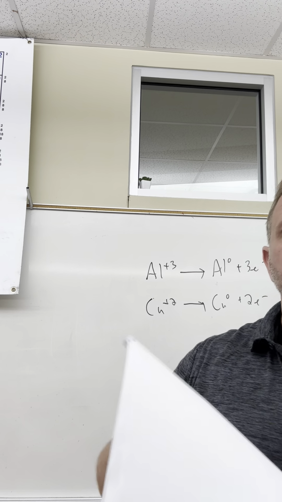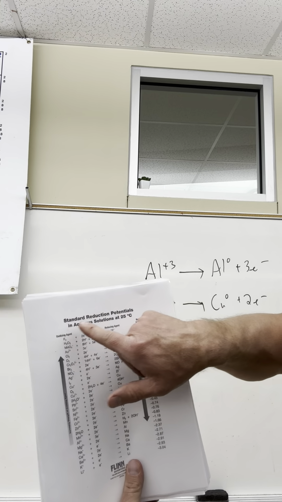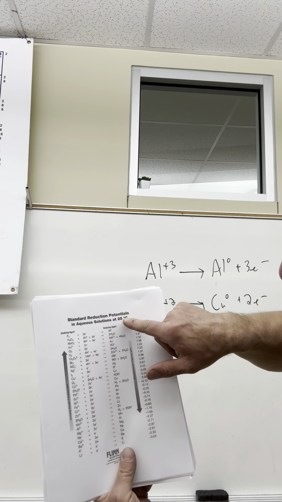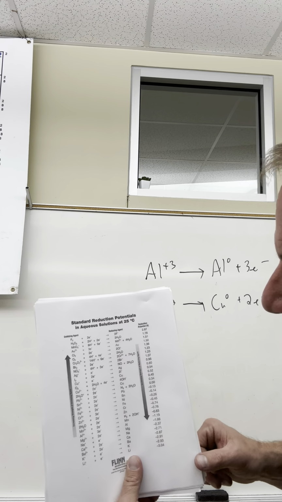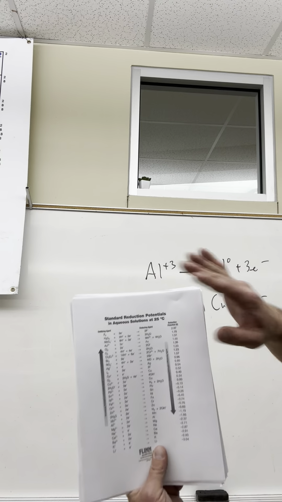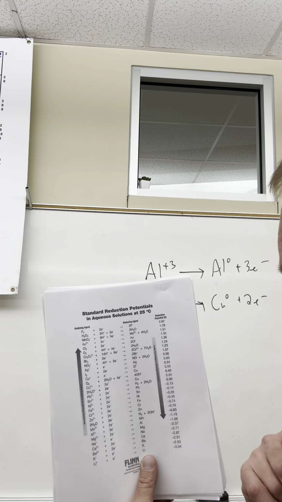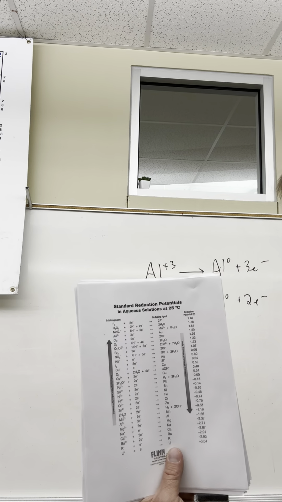You'll get a handy dandy chart. Another little handy dandy chart. This is what's called the standard reduction potentials in aqueous solutions at 25 degrees Celsius. There's that standard ambient temperature and pressure right now. One thing I want you to know is this is if everything is a 1 molar solution, so we got 1 mole per liter of solution there. So we get ourselves a handy dandy little chart to look at.